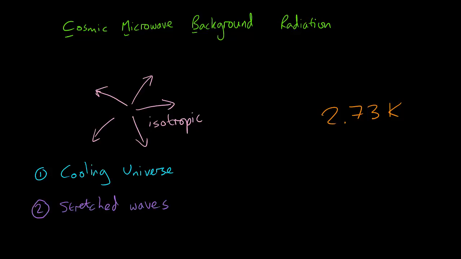Option two is to consider the stretching of waves. Sometime after the Big Bang, the universe became transparent and allowed electromagnetic radiation to pass through. This radiation from the Big Bang was obviously hot and therefore high frequency and short wavelength. As this radiation travelled through the universe itself continued to expand, causing the waves to be stretched until they reached the wavelength associated with a temperature of 2.73 Kelvin.